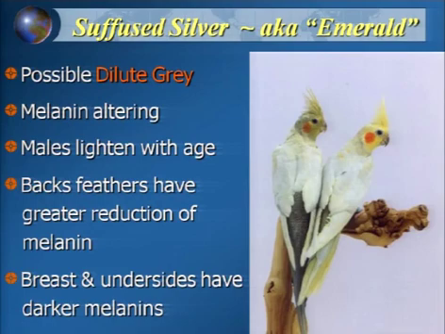If you notice, the birds are lighter on the back, dark on the rump, darker on the front. Males always lighten with age. The backs get lighter and lighter. This is the male here. Basically, you have a bird that has a reduction in melanin.